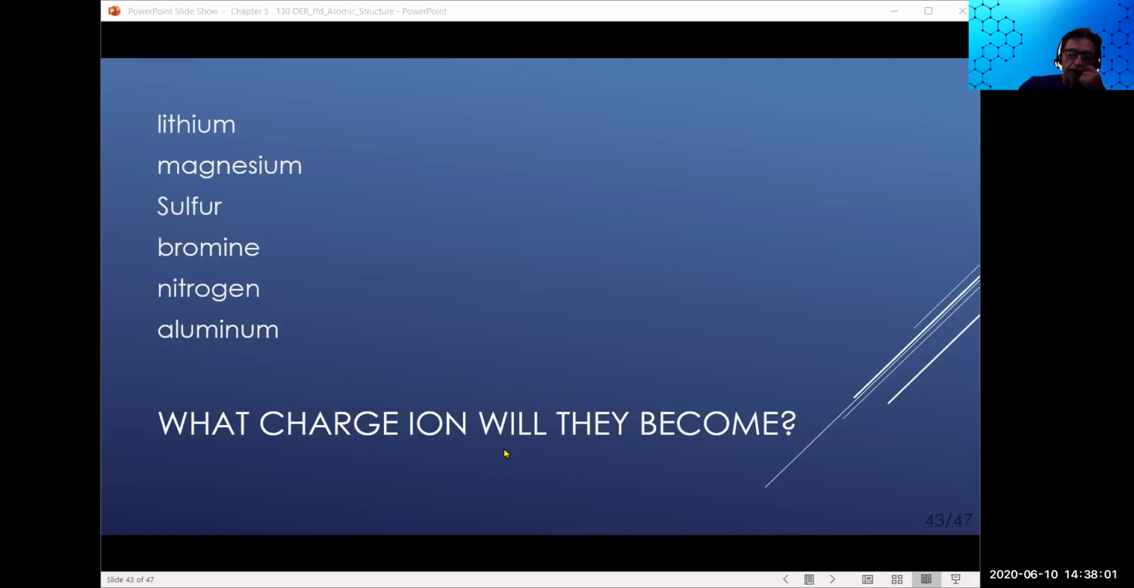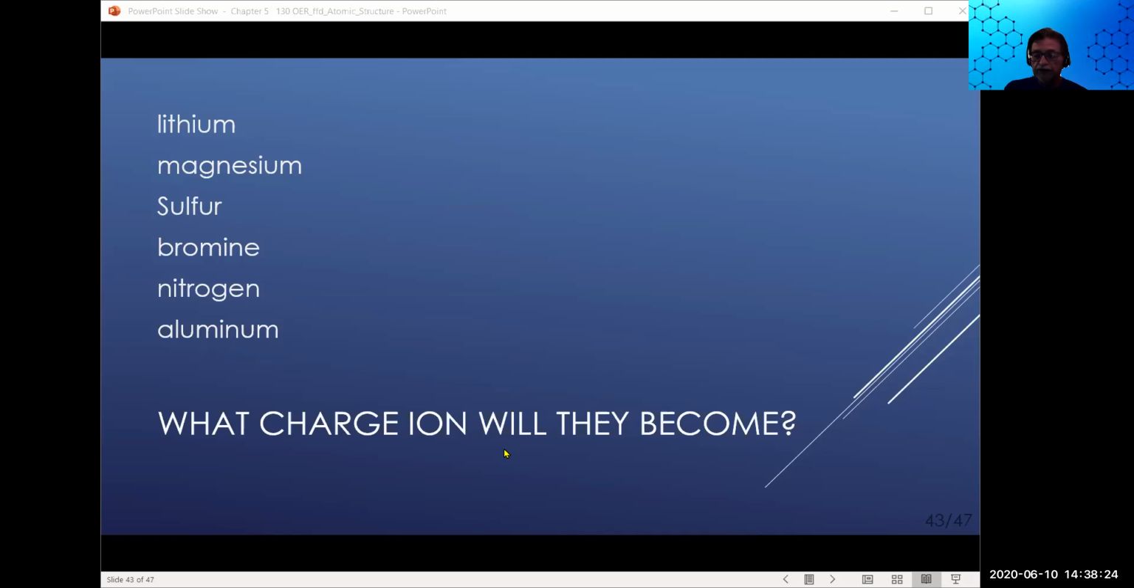Okay, so lithium, they're asking you here, what charge ion would they have? Well, first thing to do, as you look through the list, identify all the metals. Lithium's a metal. Magnesium's a metal. Okay, aluminum is a metal. So those guys are gonna lose electrons.